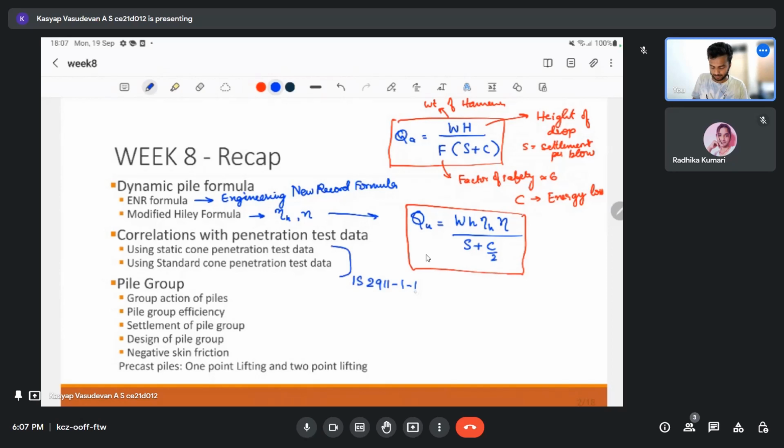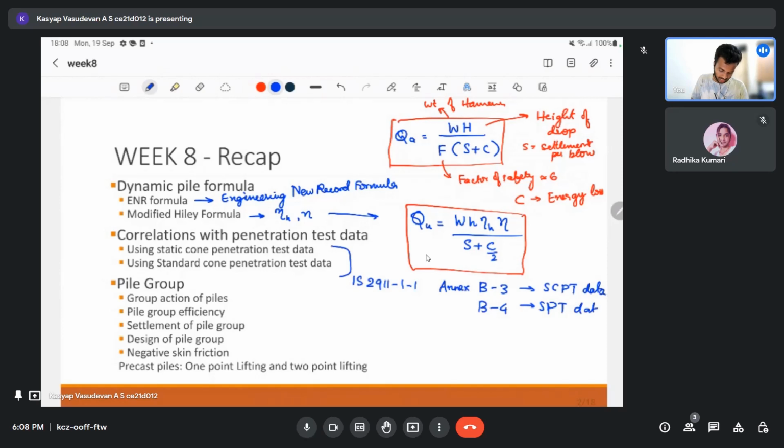And in this code, if you go to Annex B, I really recommend going to Annex B, because many of the things that we are discussing in this subject are mentioned here. Even when you are practicing in the field, it will be very useful, so it's better to get thorough with this particular portion of the code. In Annex B, B3 deals with SCPT data, and B4 deals with standard penetration data.